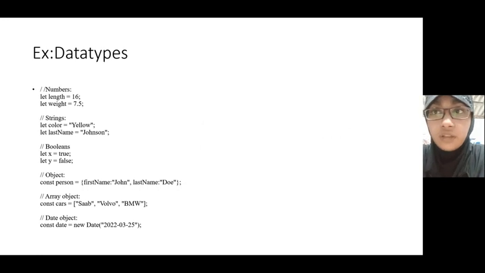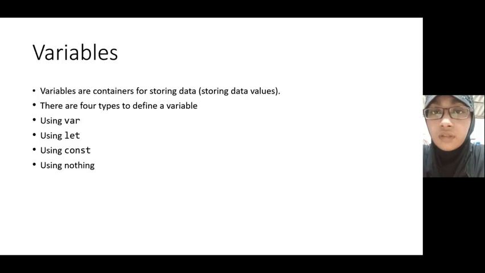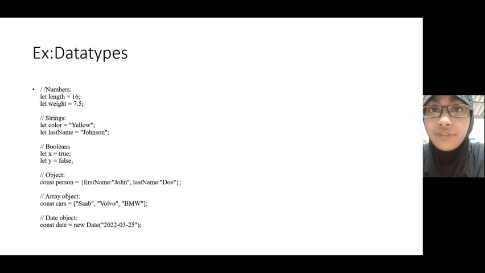Let us see an example for the data types. We mentioned three variables, length, weight, and color, using let. We also declared two strings, two booleans, and an object we declared by using const, and an array object is defined, and also a date object. By this example, we can see different data types: numbers, strings, booleans, object, array object, and date object.